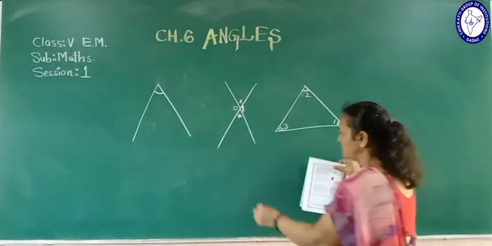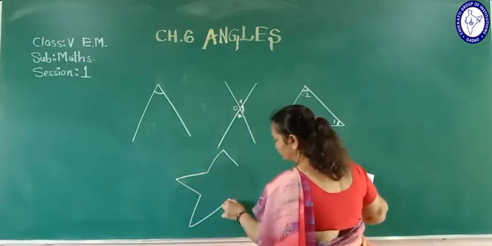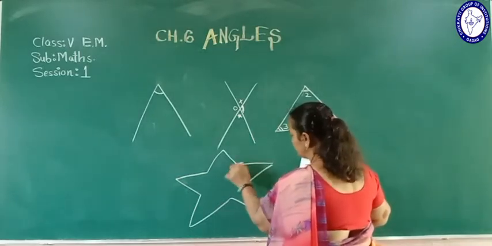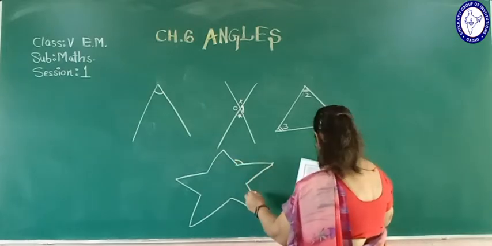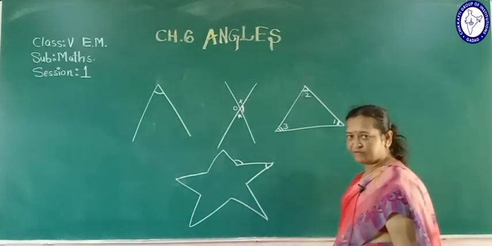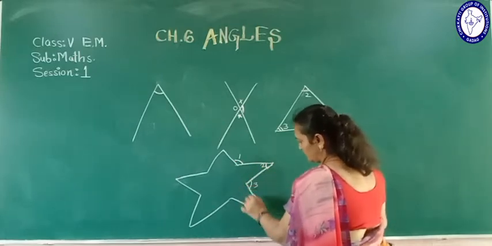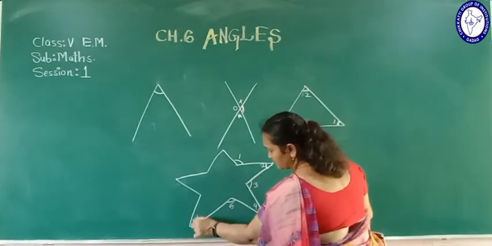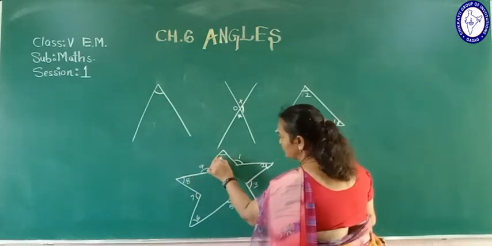Then a star shape is marked. Here the star shape is marked. Okay. One angle is marked here outside. One angle is marked inside. So how many angles we find here, that we have to learn. So this is 1, 2, here 3, this is 4, here is 5, then here is 6, this is 7, 8, here 9, this is 10.